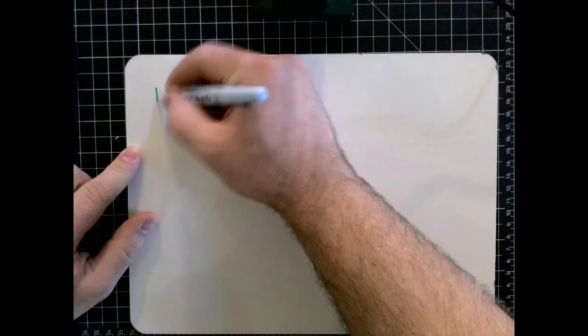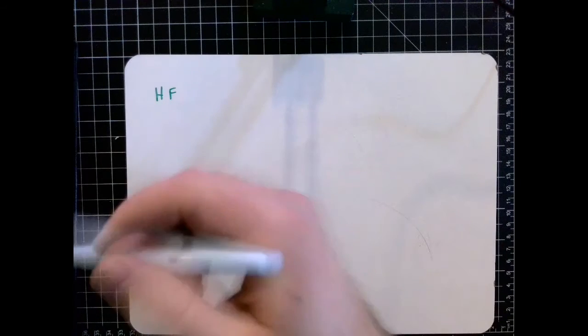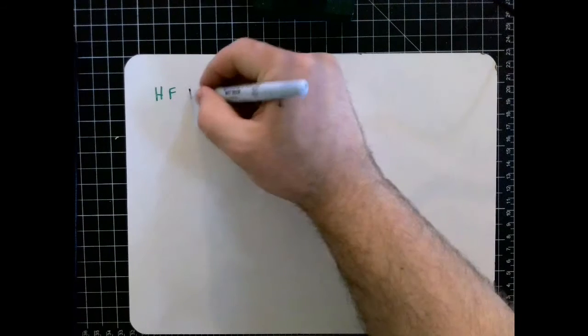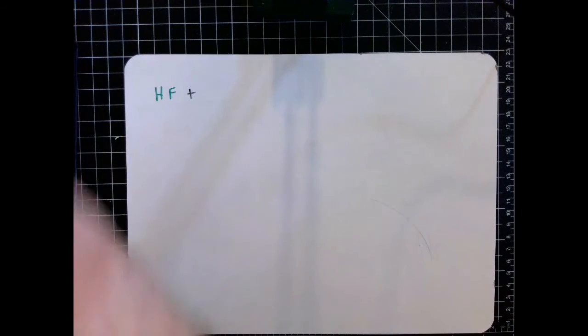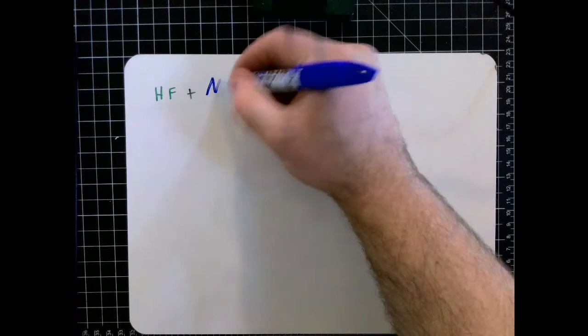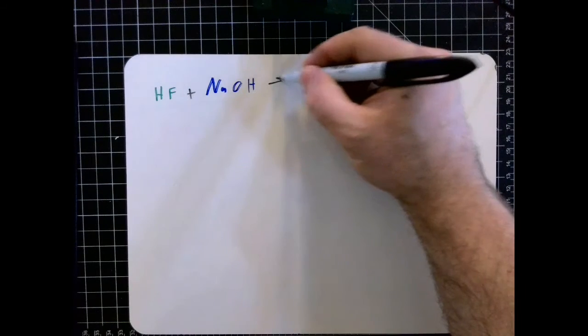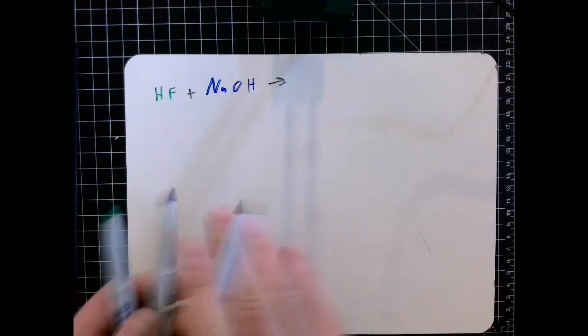Let's say HF being neutralized by, and let's just use our classic example, NaOH. It's pretty much the simplest base that we could use. So when that neutralizes, it's still going to have the exact same reaction.